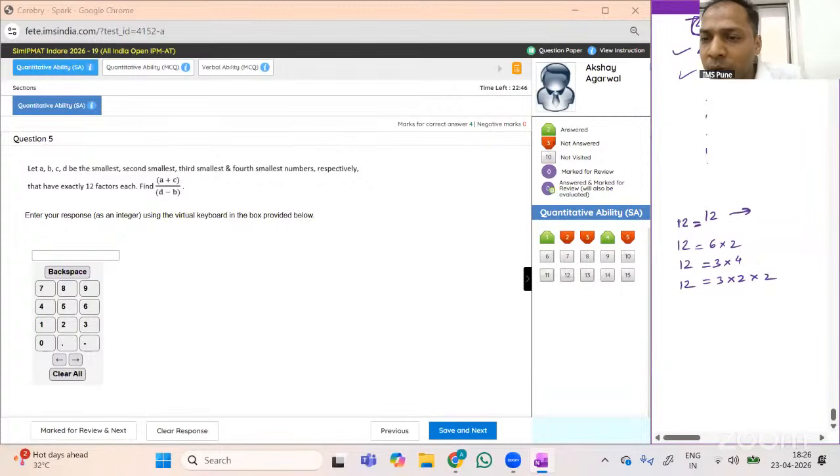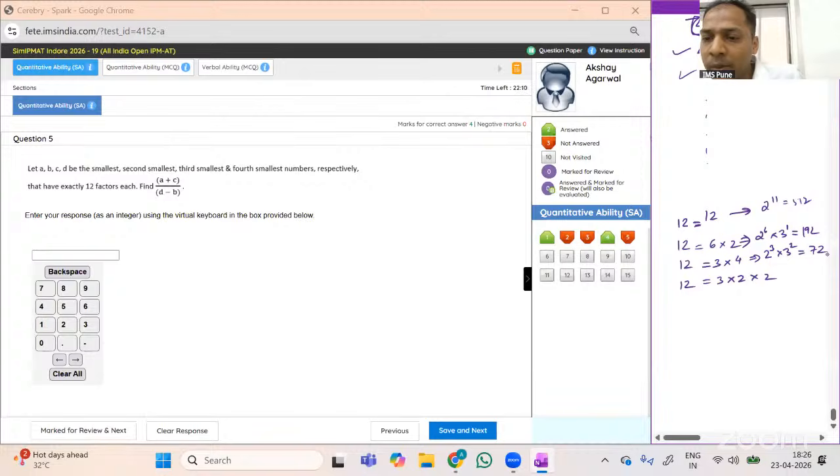In the first case, the smallest number would have been 2 raised to 11, which is 2048. If it was 6 into 2, the smallest case would be 2 raised to the power 5 into 3 raised to the power 1, which is 96. This one would be 2 cube into 3 square, that's 8 into 9, that's 72.